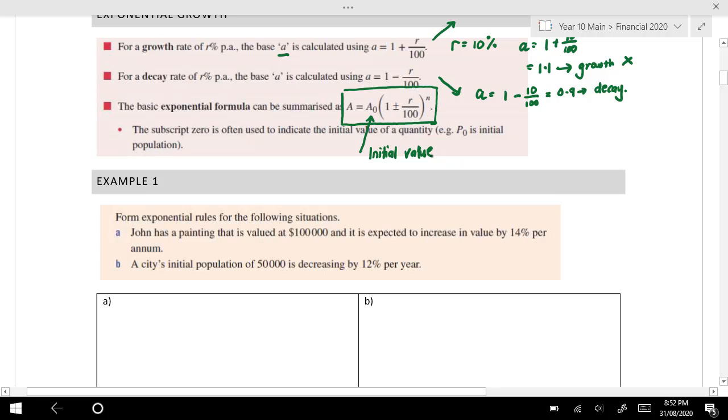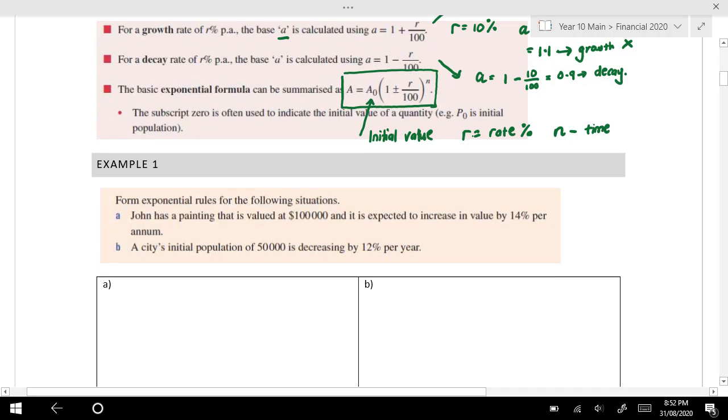R is what we call the rate. So R is like our interest rate, or rate of growth, and that's usually a percentage. And of course, N is the number of, it could be the number of years. Usually this refers to some form of time, usually per annum, so it could be the number of years.